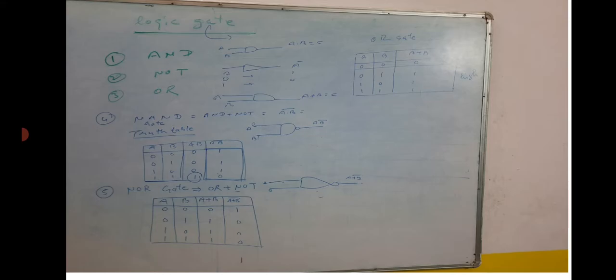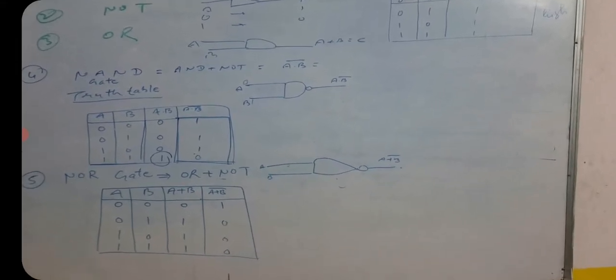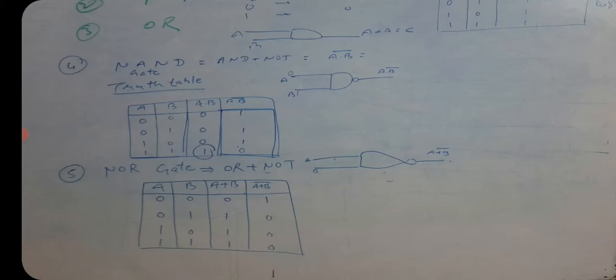In our previous lecture on logic gates, we studied the AND gate, NOT gate, and OR gate. Now, in this lecture, we are going to study the NAND gate. The NAND gate is the combination of an AND plus a NOT gate. That means if A and B are two inputs, then the result after performing NAND is the complement of A dot B, that is, A dot B bar.